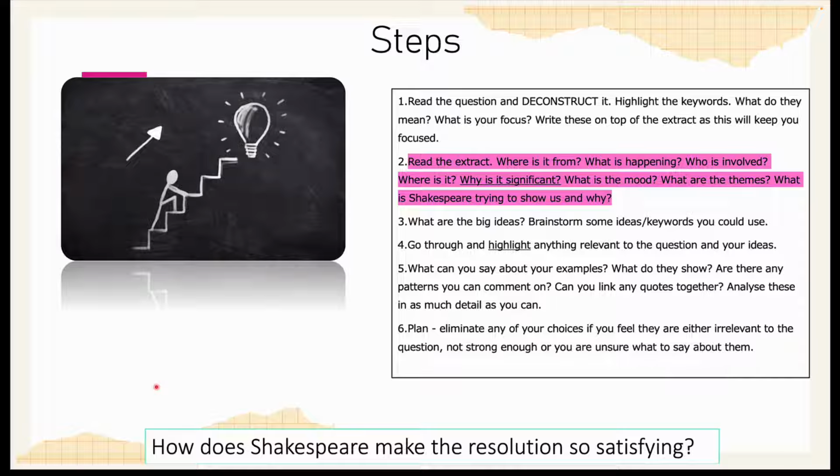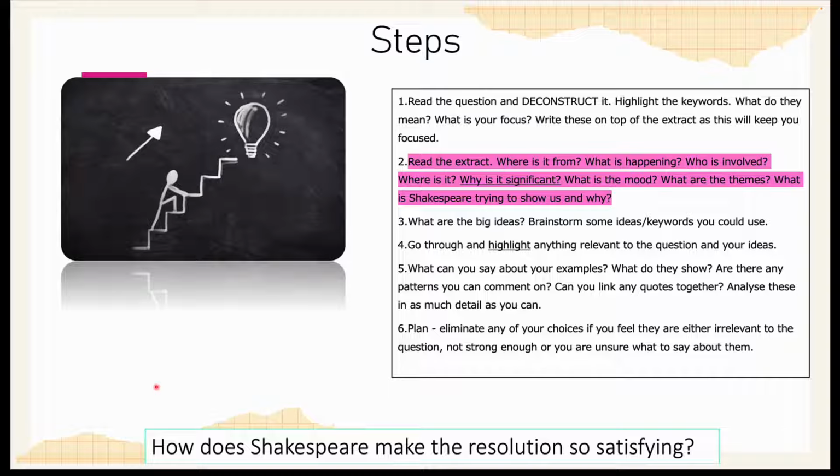The second thing we're going to do here is then read the extract. Now we've deconstructed the question, we now understand the command words, we understand what the key words are, we know what our focus is. It's a good point now to go to the extract and then think, okay, where is it from? What is happening? Who is involved? Where is it? And most importantly, why is it significant? Why is this particular extract being chosen for you?